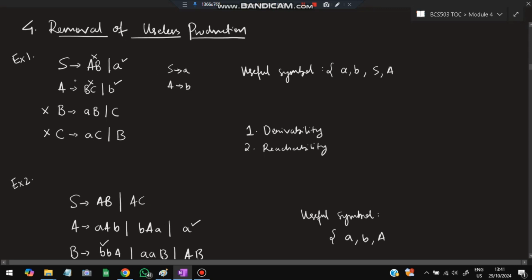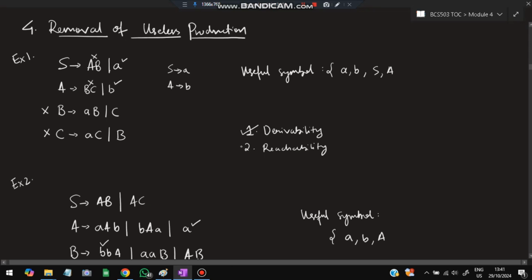After removing the useless productions, you have to go for the second thing. The first thing is derivability. Derivability is just what I explained here: are you able to get the useful symbols here or not? Based on that, categorizing it as useful or not, whatever I explained till now, that is called derivability.